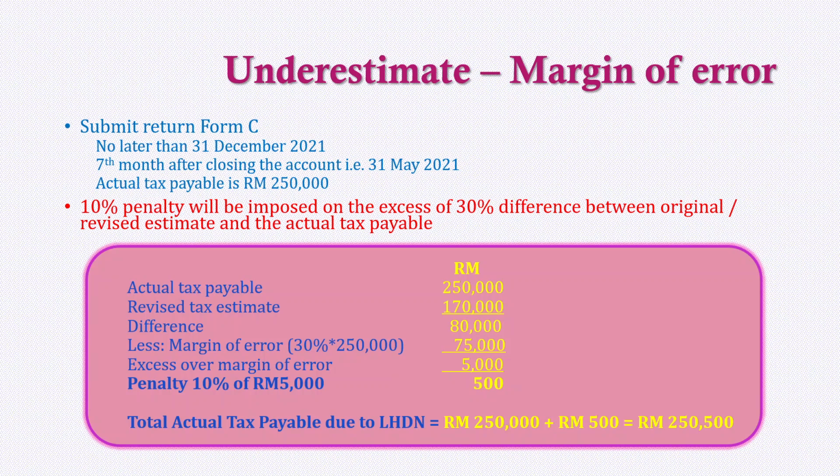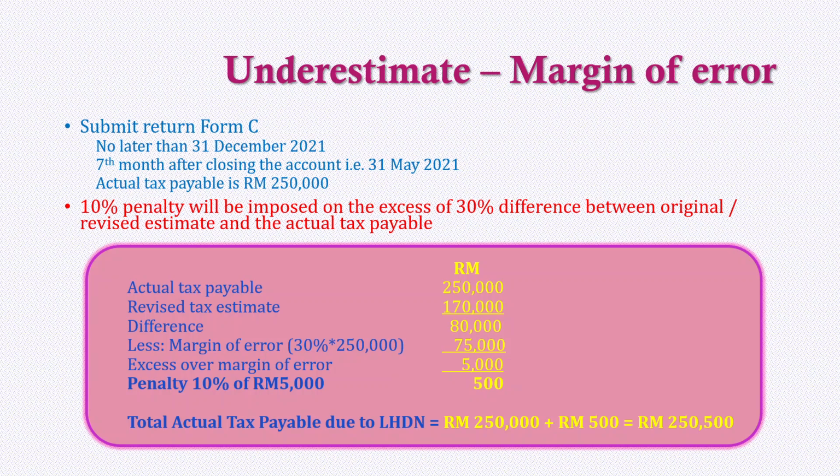So what will happen since you exceed your margin of error? You have a penalty of 10% on the excess over the margin of error, which is 10% of 5,000, so 500. In this case the amount is small. What will happen if the excess over the margin of error is big? It would be quite a big amount for the company. So the penalty is 500. Now how much does the company actually need to pay to the income tax?